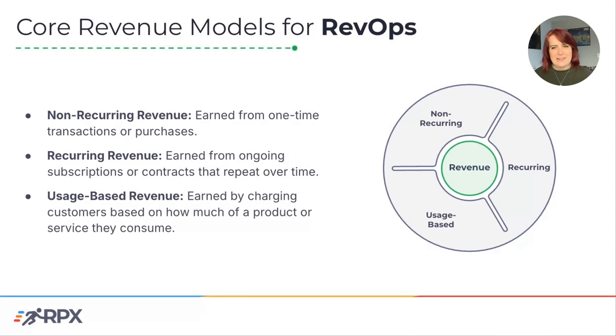And then, of course, back up to the top, the non-recurring revenue. This model is revenue earned from one-time transactions or purchases, like perpetual software licenses or a service project with no follow-up contact. This one is kind of self-explanatory. Growth potential comes from repeat purchases or cross-sells or upsells into a higher tier or a different category.